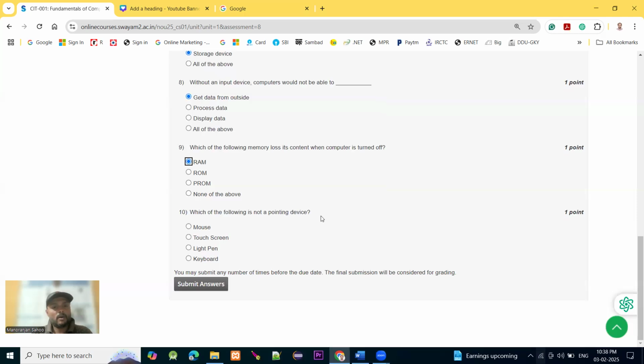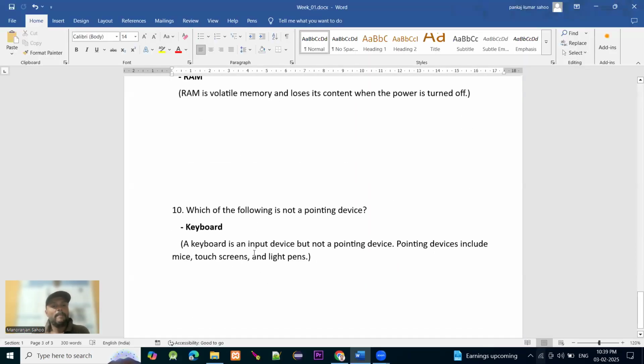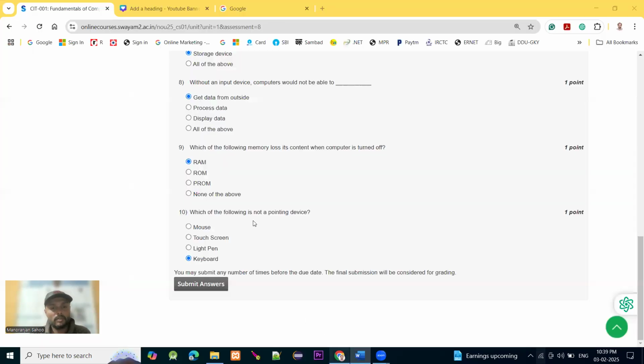Which of the following is not a pointing device? Pointing means to indicate, to select, to move, that type of device. The mouse is a pointing device, the touchscreen is also a pointing device, and the light pen is also a pointing device. But the keyboard is not a pointing device. It is an input device. Pointing devices include mouse, touchscreen, and light pens. So keyboard is the right answer.